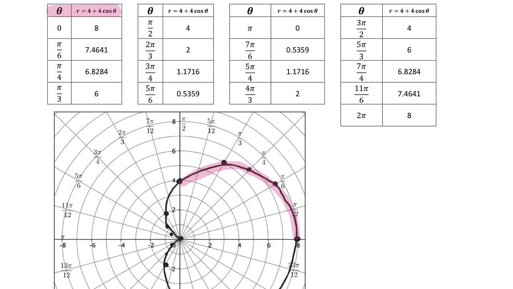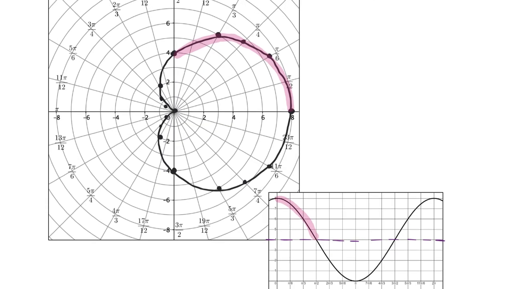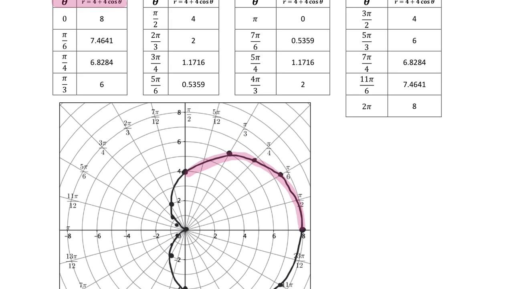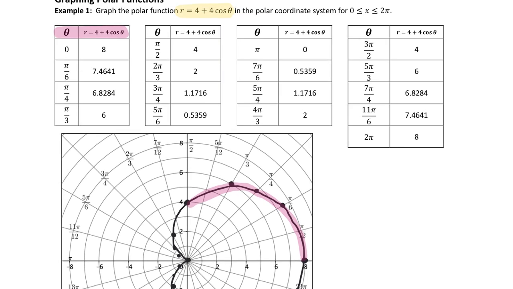The second part of my cosine function is going to be the part of this cosine function that is concave up but decreasing. So that's between pi over 2 and pi. If we look at that in regards to the polar version of this function, that's the second table, those angles between pi over 2 and pi, and that corresponds to this section of the polar function.